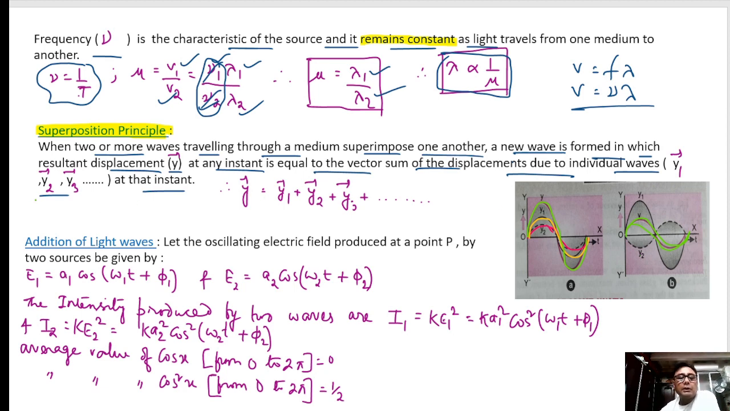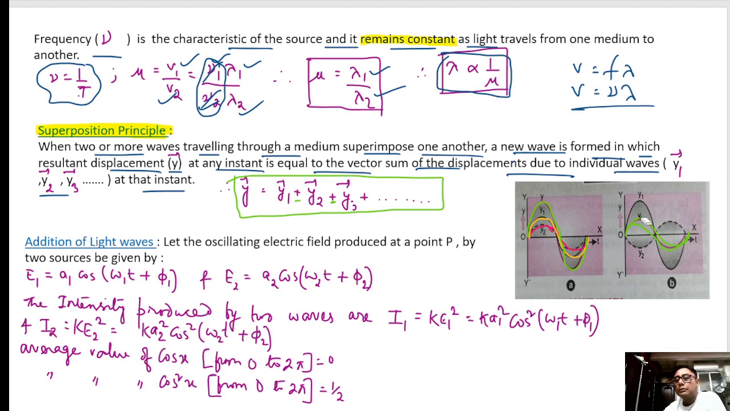That means when two or more waves are traveling in the same direction, the net displacement is the sum of the displacements of the waves. If they are in the opposite direction, they will take the sign of minus, and if they are in the same direction, they will take the sign of plus. So in the same direction the net displacement will add up, and in the opposite direction the net displacement will subtract. So this is the resultant wave.